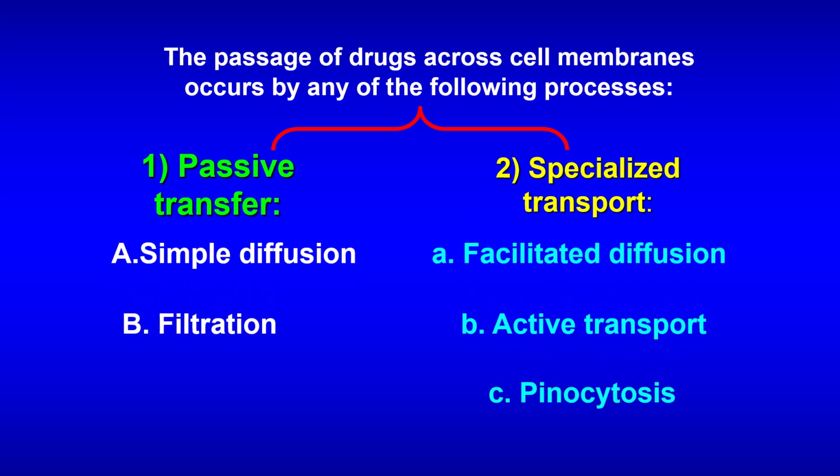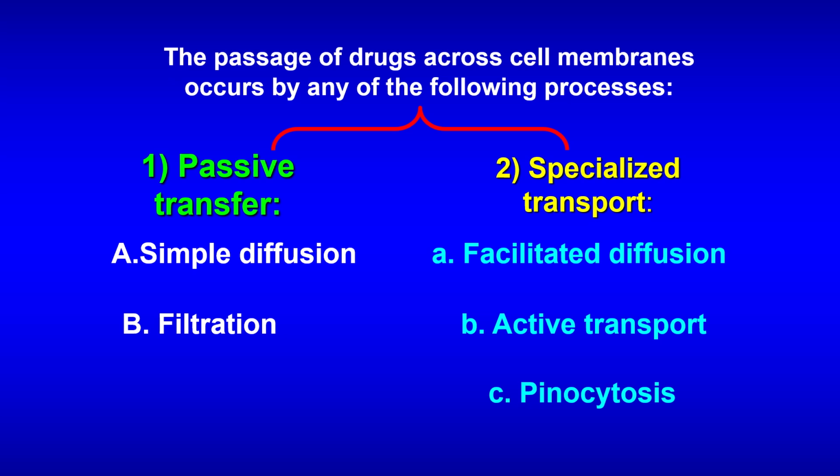Drug passage across cell membranes occurs via two main processes, first passive transfer and second specialized transport. Passive transfer, its two types. First, simple diffusion, moves drugs from high to low concentration without energy. Second, filtration, uses pressure differences to pass drugs through membrane pores.